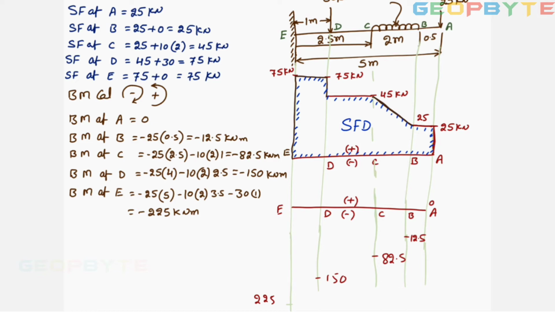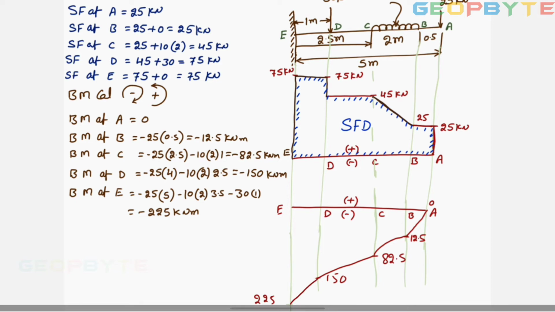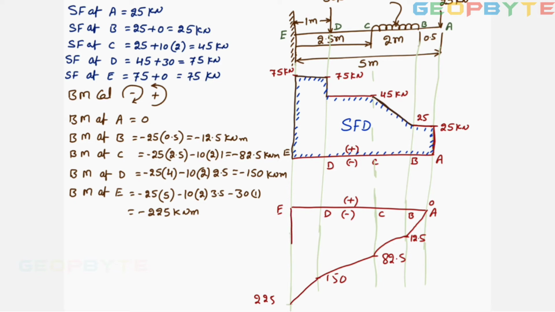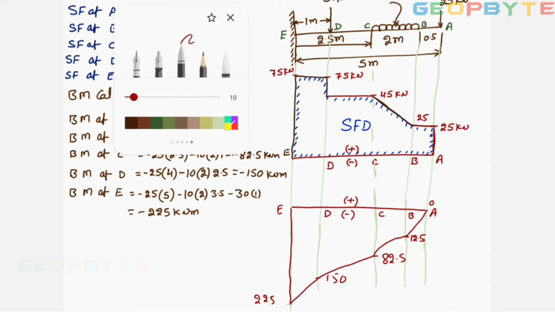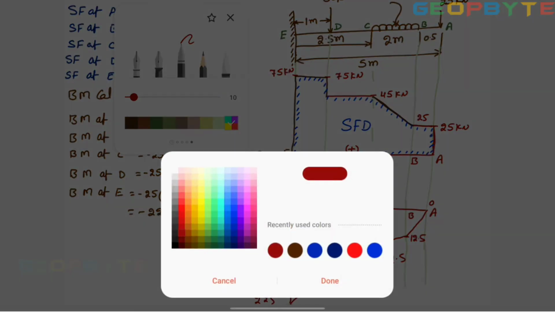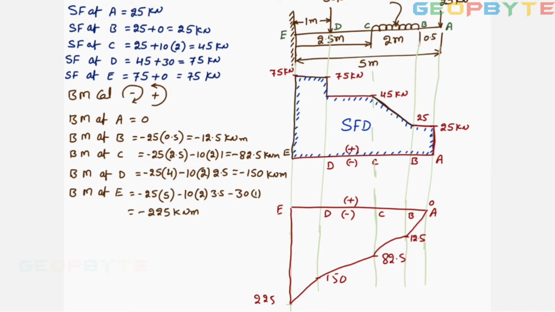Now join. Under point load, the variation is a straight line. Under UDL it is a parabolic variation, like this. Point load effect is a straight line. So this is the bending moment diagram. I hope all of you understood.